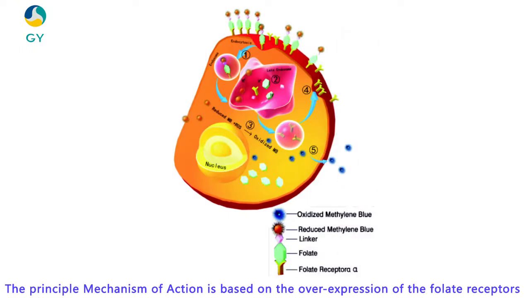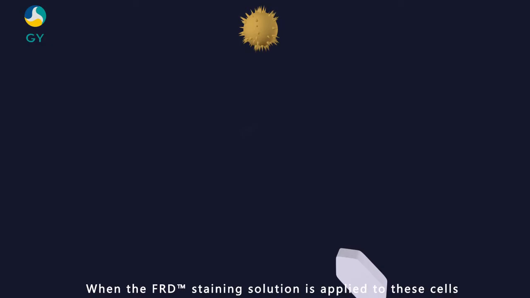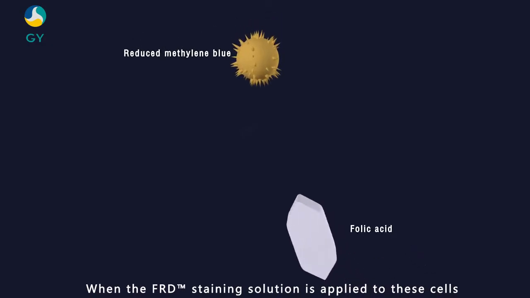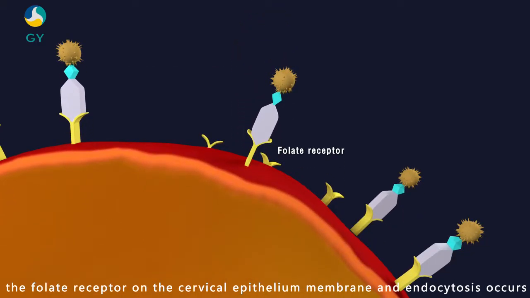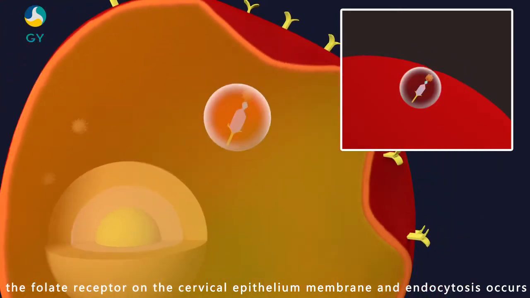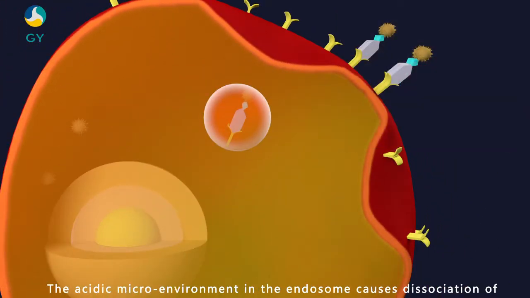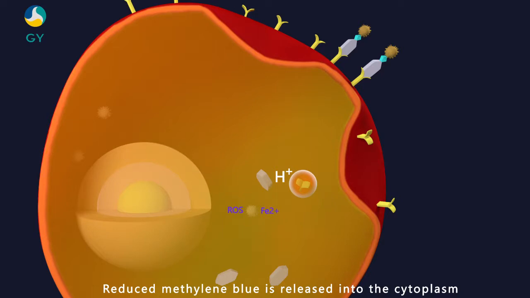The principal mechanism of action is based on the overexpression of the folate receptors and the elevated rates of reactive oxygen species in tumor cells. When the FRD staining solution is applied to these cells, the folic acid-reduced methylene blue conjugate binds to the folate receptor on the cervical epithelium membrane and endocytosis occurs. The acidic microenvironment in the endosome causes dissociation of the folic acid and reduced methylene blue. Reduced methylene blue is released into the cytoplasm, where an oxidation-reduction reaction occurs.